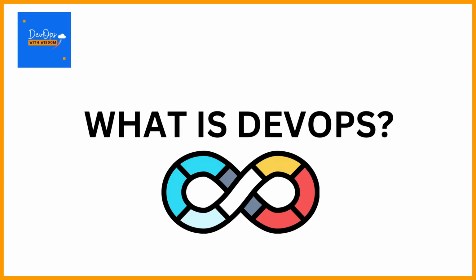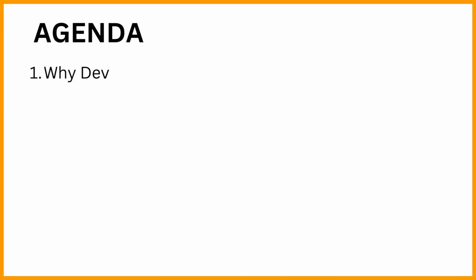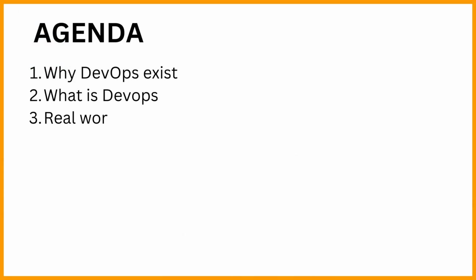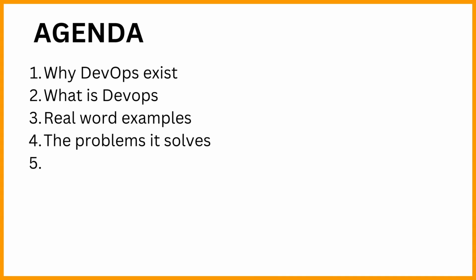If you've ever wondered what DevOps really means, or why it has become one of the most critical practices in modern software development, then you're in the right place. In this video, we'll explore why DevOps was created in the first place, what it actually looks like in real-world practice, the key challenges it solves, and how DevOps compares to SRE, or Site Reliability Engineering. So let's dive right in.